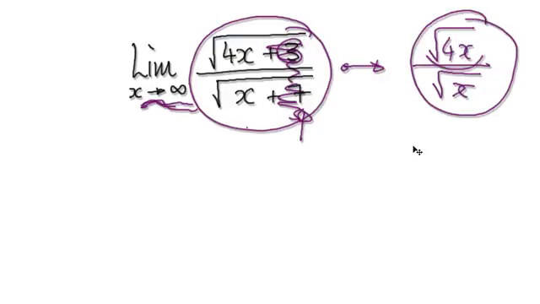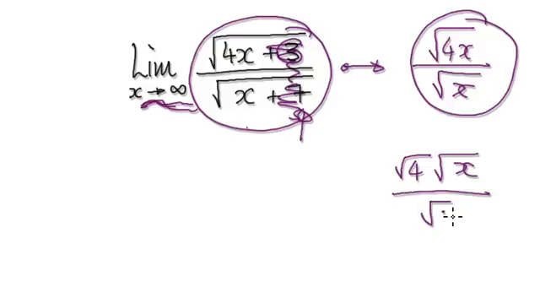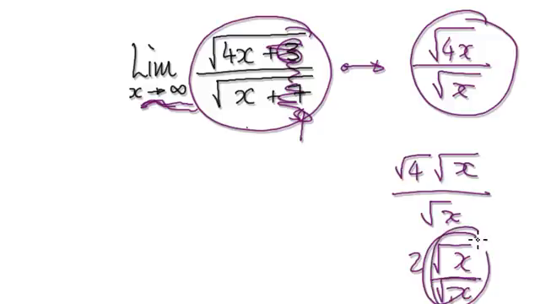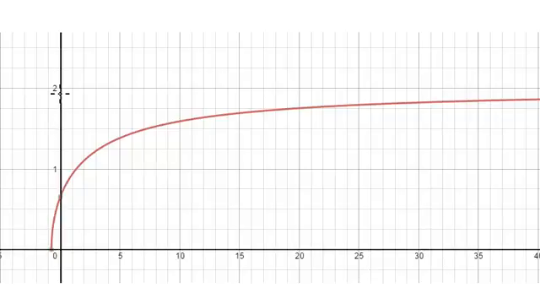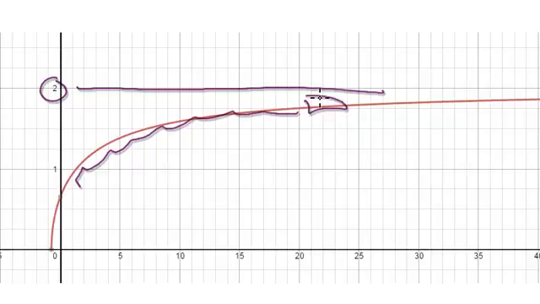So now let's rewrite this as this: square root of 4, and then times the square root of x divided by square root of x. So that's going to be 2 root x over root x. So this is heading towards 1, and you've got 2 here. So the limit here will be 2. Okay, so if you get a graph plotter and plot it, it will head towards 2.